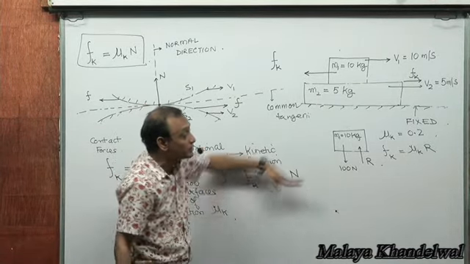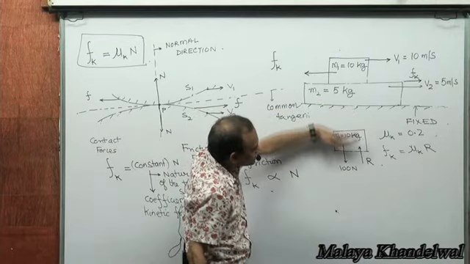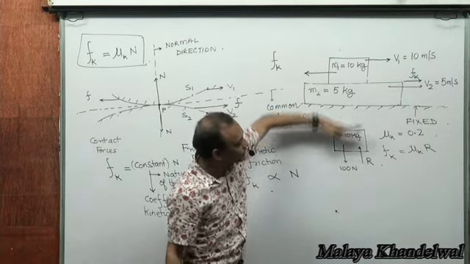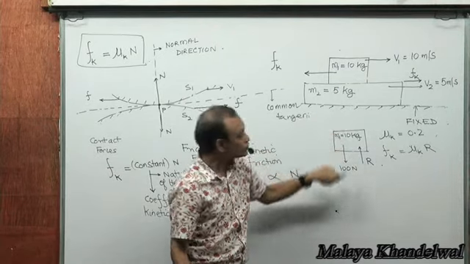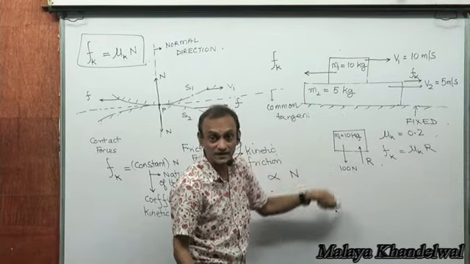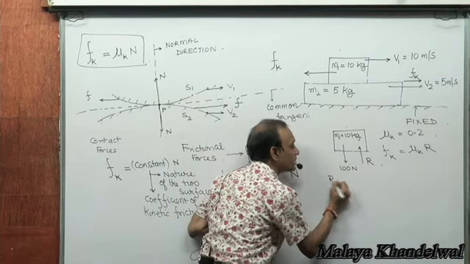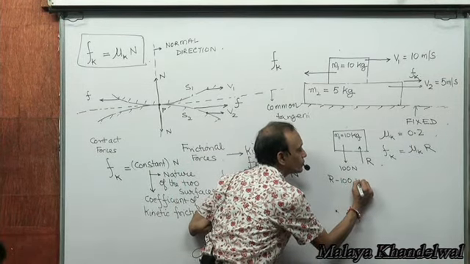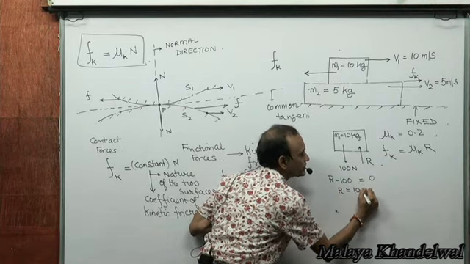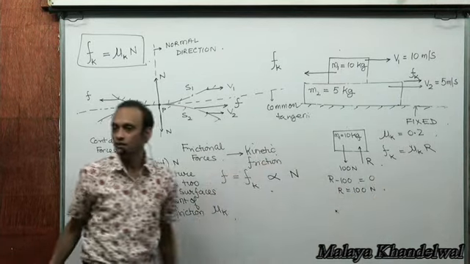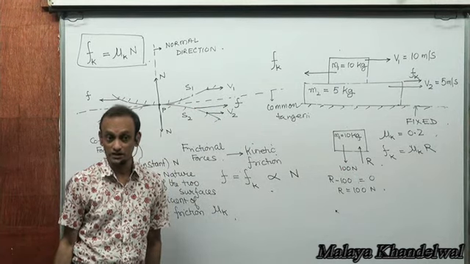Now, how does one compute R? Look at the equation of motion in the direction of R. In this direction, M1 has no acceleration, so the net of all forces in this direction must be 0. So R minus 100 newtons must be 0. R then turns out to be 100 newtons, the normal reaction between the two surfaces.